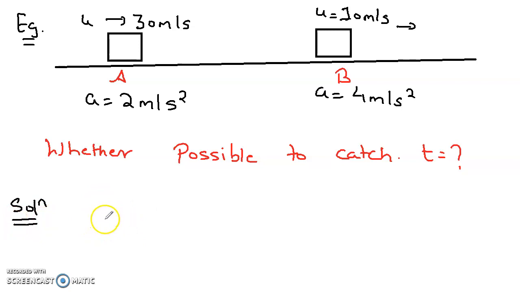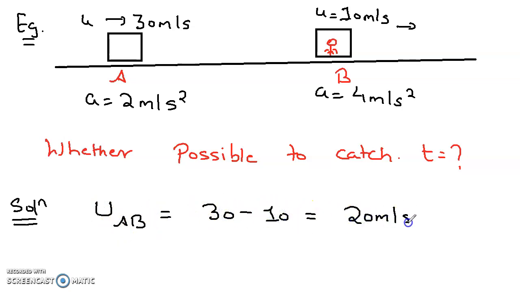So if I come into the frame of B, let's sit in the frame of B. What is the velocity of A with respect to B? Velocity of A, 30, minus 10, so that is positive 20 meter per second. What is the acceleration of A with respect to B? Acceleration of A minus acceleration of B, that is minus 2 meter per second square.